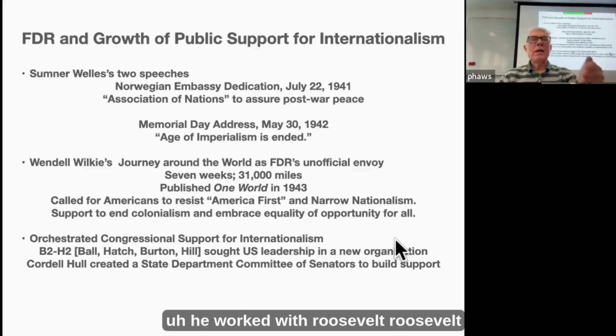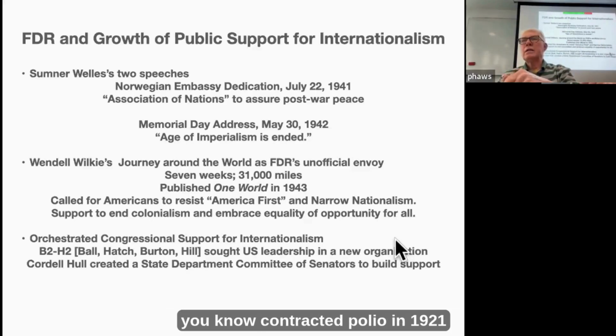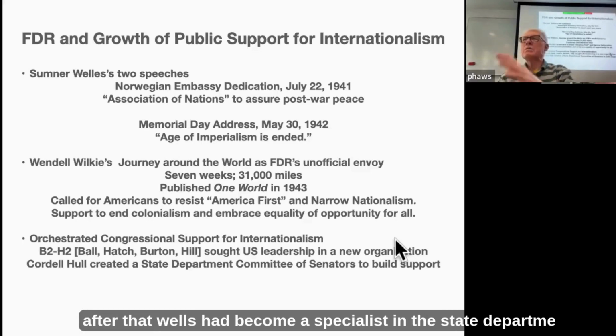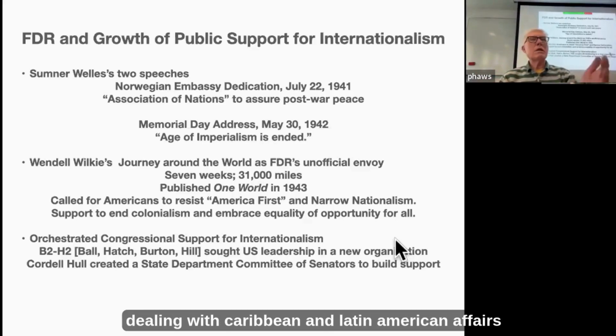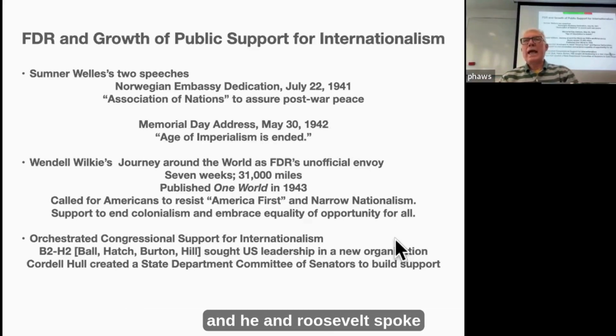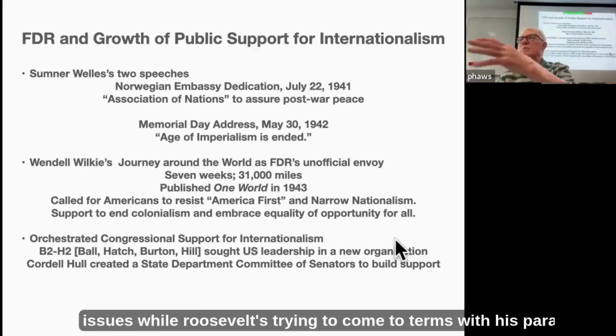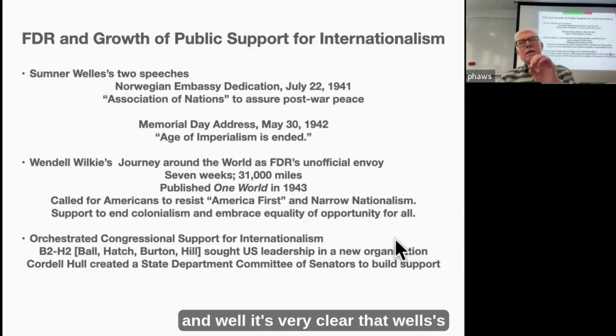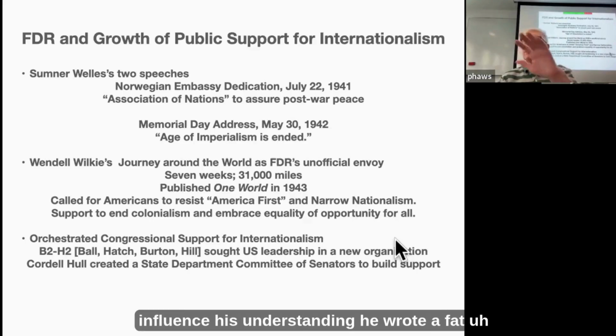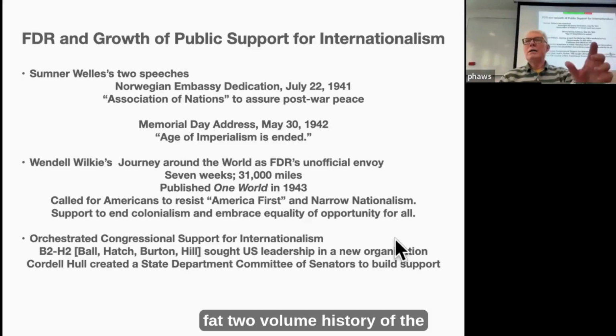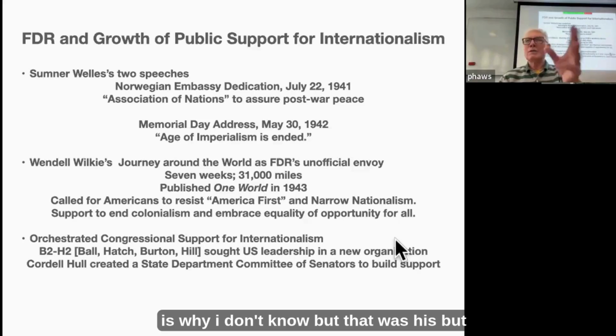He worked with Roosevelt. Roosevelt contracted polio in 1921, and he made contact with Welles after that. Welles had become a specialist in the State Department dealing with Caribbean and Latin American affairs. And he and Roosevelt spoke at great length on numerous occasions while Roosevelt was trying to come to terms with his paraplegia. And it's very clear that Welles's influence, his understanding, he wrote a fat two-volume history of the Dominican Republic, which is why I don't know, but that was his effort.